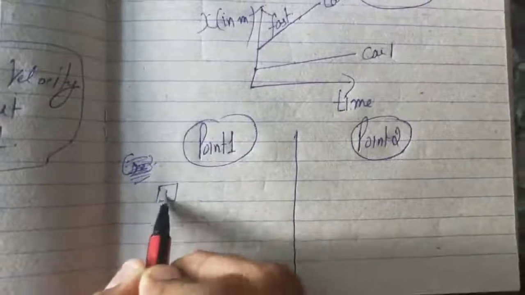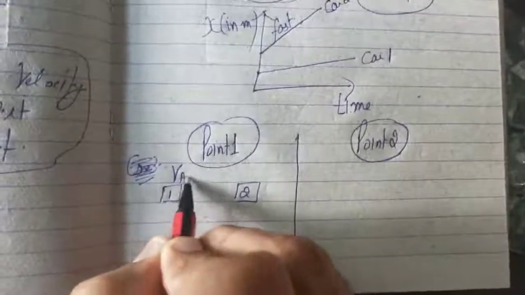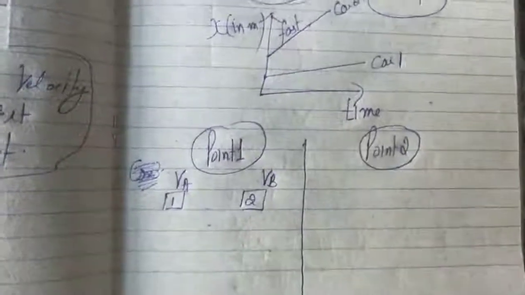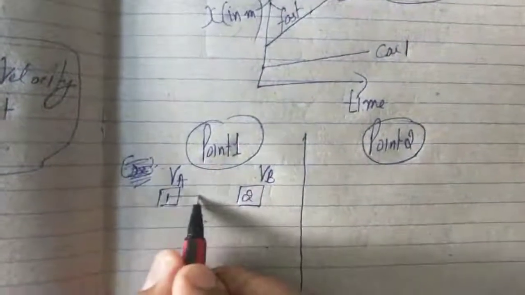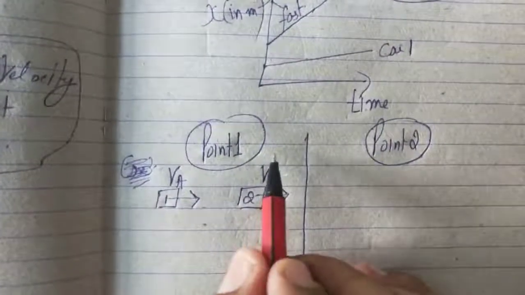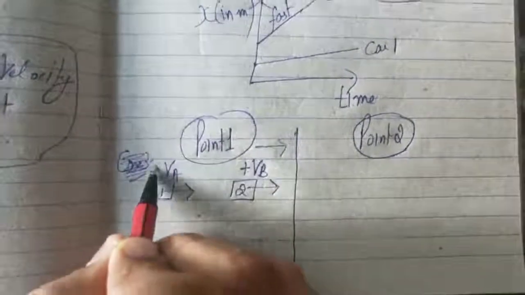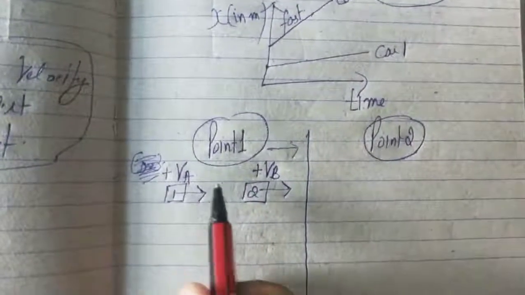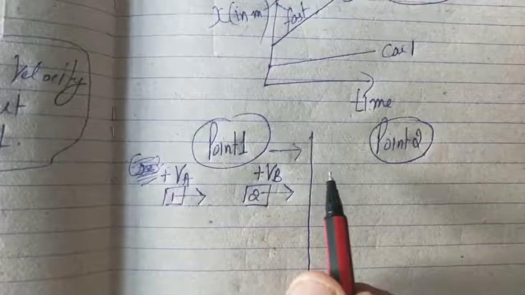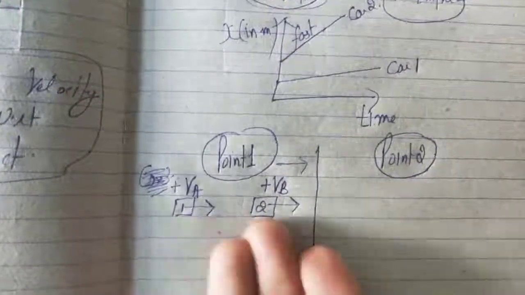There are two objects, one object and second object. It's having a velocity VA and it's having a velocity VB. It's moving in this direction and it's moving in this direction. Suppose we are taking the velocity in this direction as positive. So it is having positive velocity, it is also having positive velocity. If a car is moving in this direction, we are taking velocity positive. If a car is moving in this direction, we are taking velocity negative. But both our cars are moving in the same direction. In this direction, we are taking it positive.